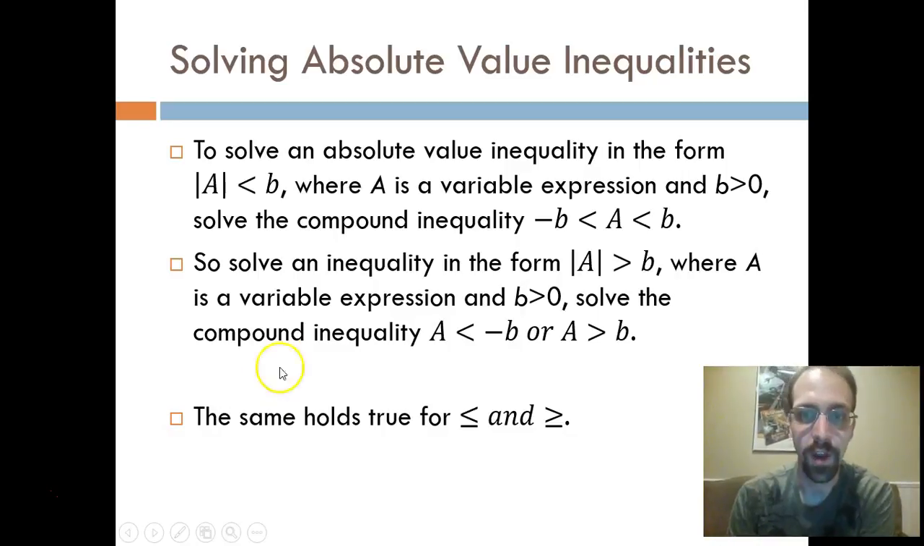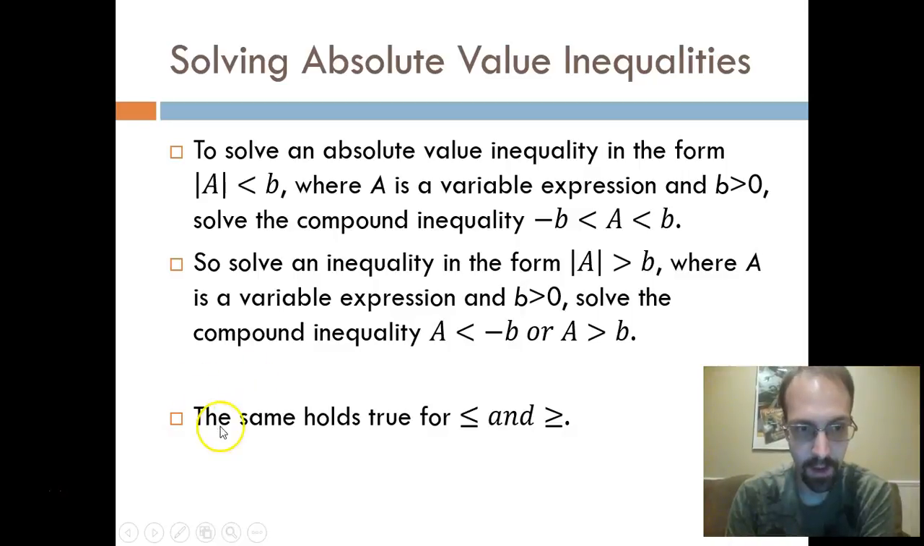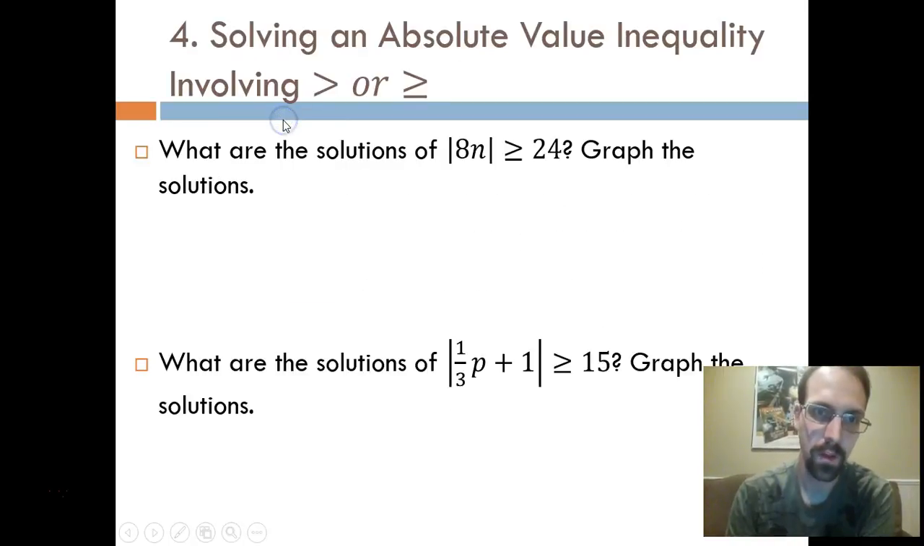Then it says to solve an absolute value inequality in the form of absolute value a is greater than b, where, and so on. Then it says or. So if you have absolute value is greater than, then you have an or inequality. And we can go ahead and do stuff with this like this problem here.